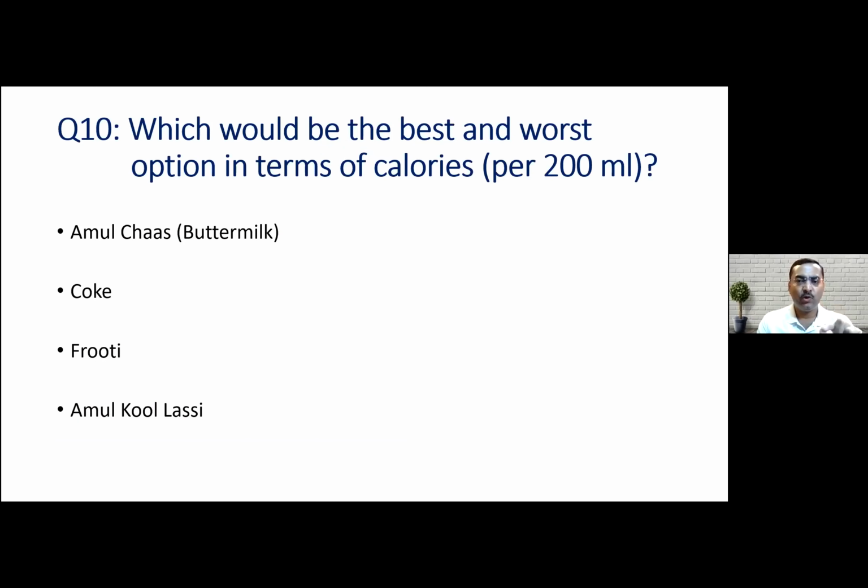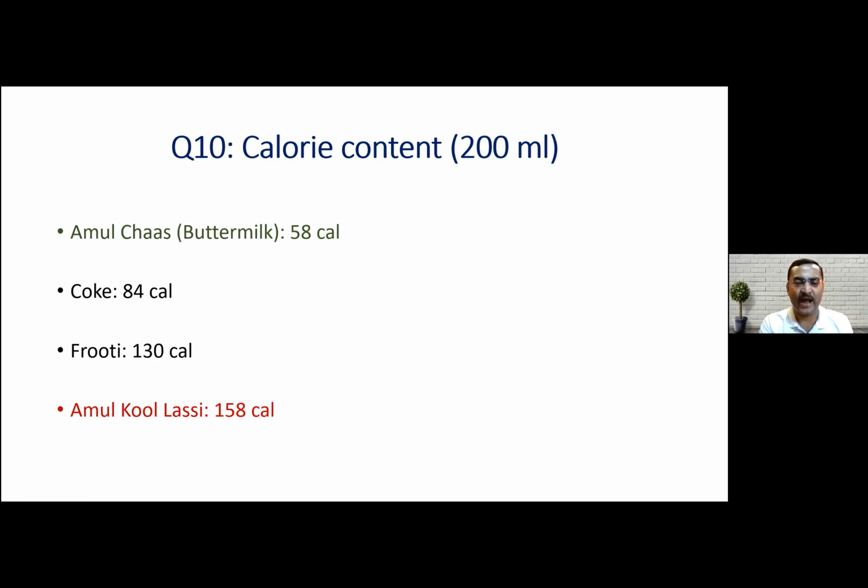Which would be the lowest calorie content and the highest calorie content containing beverage? So it was actually arranged in ascending order. Amul Chach or buttermilk would have only 58 calories per 200 ml. On the other hand, Amul Cool Lassi would have 158 calories per 200 ml. So even though we consider Amul Cool Lassi to be a relatively healthy dairy beverage, it has a high sugar content, which pushes up the calorie content of Amul Cool Lassi.